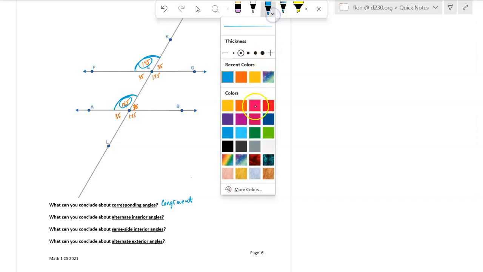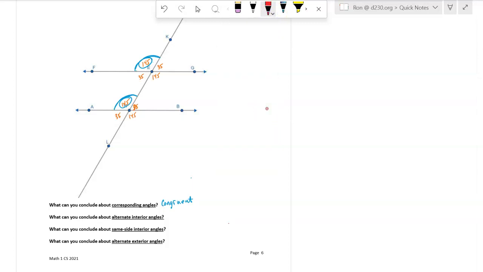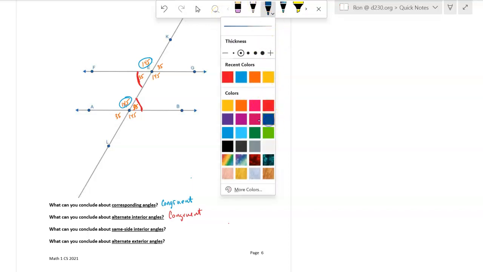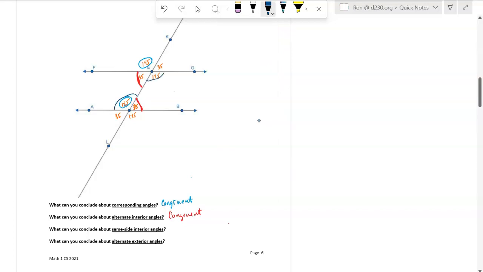Now, if I look at alternate interior angles, so I'm going to get rid of that. I'm going to get rid of that. If I look at a pair of alternate interior angles, so that one and that one, those are alternate interior angles. What do I notice about their measures? They are the same. And when two angles have the same measure, we say they are congruent. If I look at the other pair of alternate interior angles, such as this angle and this angle, what do I notice about those? They also have the same measure. So we say alternate interior angles are congruent.